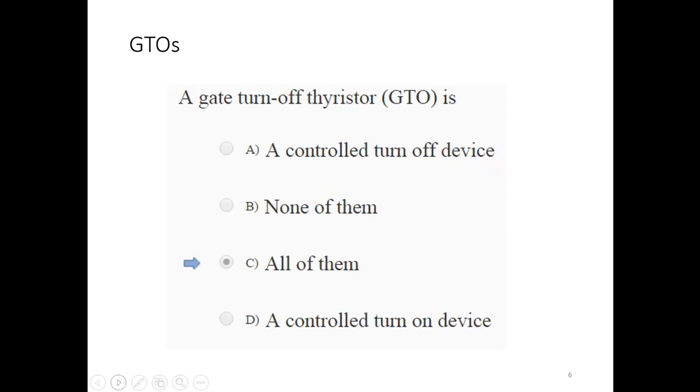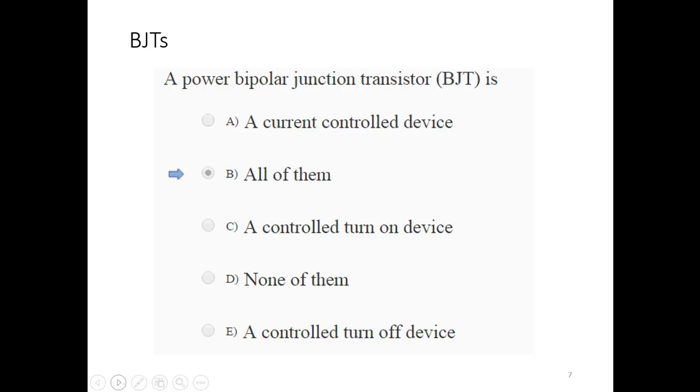Like the gate turn-off thyristor, that is another device you turn on with a gate pulse. You can give a negative pulse to turn it off. That is turn-on and turn-off. It's a gate turn-off device, so you can turn it off by itself. That's why it is both a turn-off device and a turn-on device. Now, the bipolar transistor.